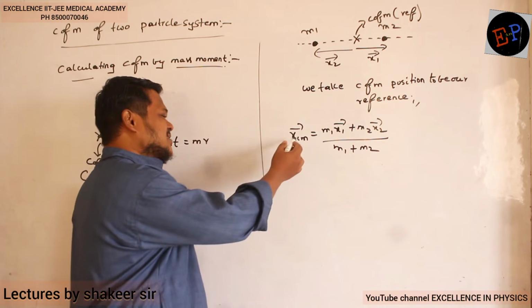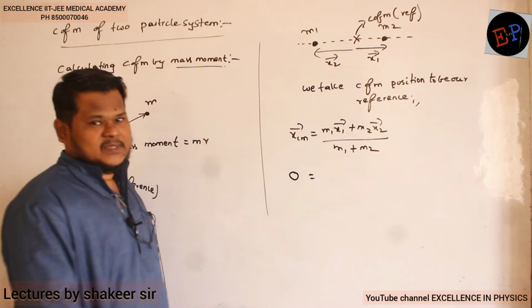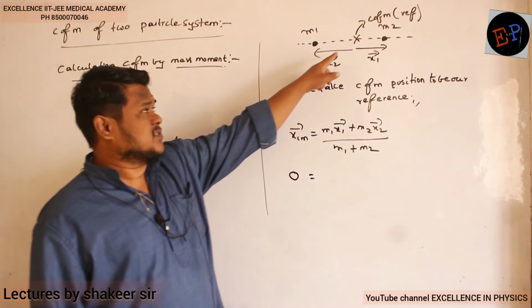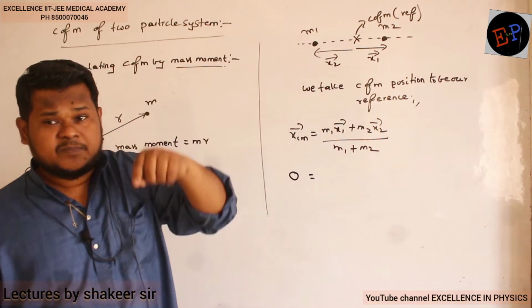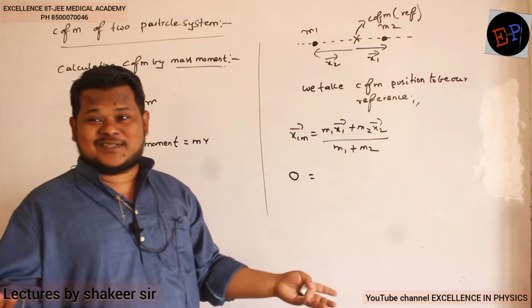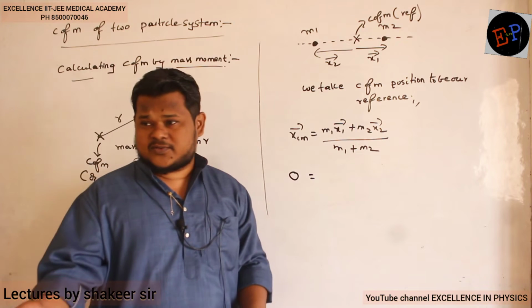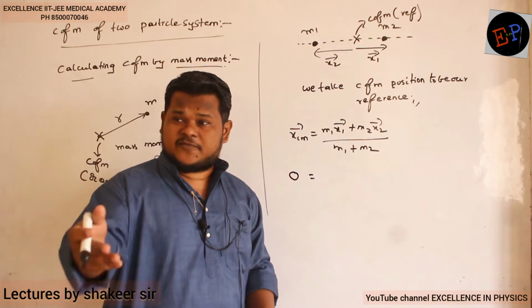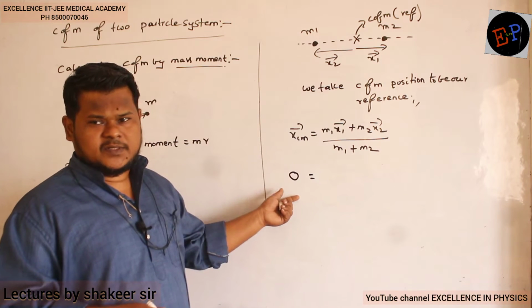x center of mass dash is 0. Why is it 0? Because x center of mass means this position only, and that is the reference also. So from the reference, center of mass is present at how much distance? 0 distance, because that is the reference also. Center of mass itself is the reference here, so the position of center of mass will become 0.